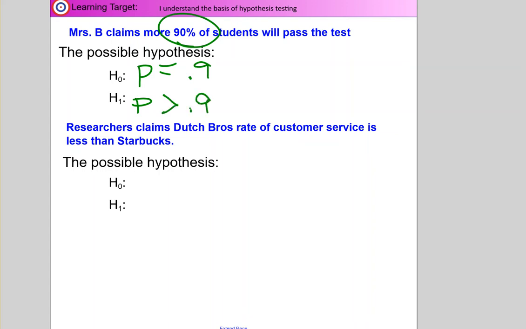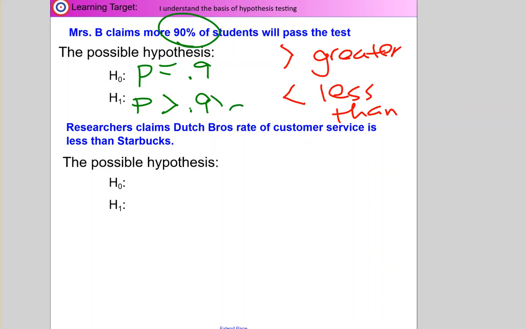And in case you have forgotten, and it's very common that you have, this symbol is greater than, and this symbol is less than. So you may want to write that somewhere. Last semester I learned that it is not commonly remembered. And because I claimed more than 90%, my alternative hypothesis is my claim. It's a good idea to start identifying which one is the claim. As we start running hypothesis tests, we need to know which one is the claim and which one is not, so that when we run the test, we know which conclusion we're drawing.